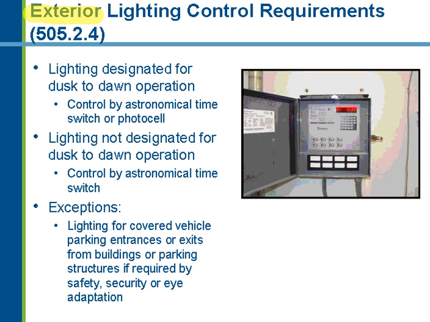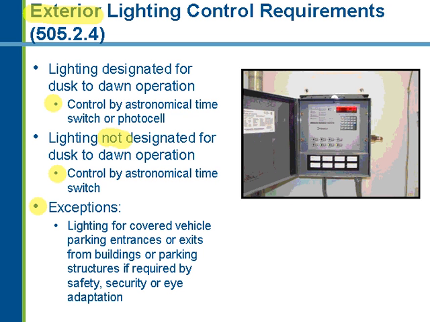The first is a control requirement, and there's basically just one for exterior lighting. It states that if you have any lighting that's designed for dusk to dawn operation, you must control that by either an astronomical time clock or a photocell. Either one of those would comply with the code. If you have other exterior lighting that is not designated for dusk to dawn, but it's timed, then you must use some sort of an astronomical time switch to control that lighting, turn it on and off when it's not needed. There are, again, exceptions to this requirement.